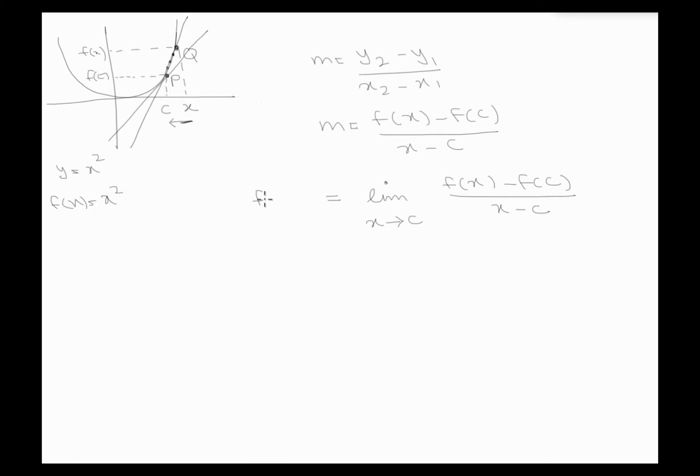Now we show the gradient of the tangent at P using f dash of c. So f dash of x means the gradient of a function. So the gradient of our function f of x is equal to x squared at point c can be estimated using the gradient of the secant PQ if the value of x is getting closer and closer to c. So when this value of x approaches c, this is going to become pretty much the same as that.